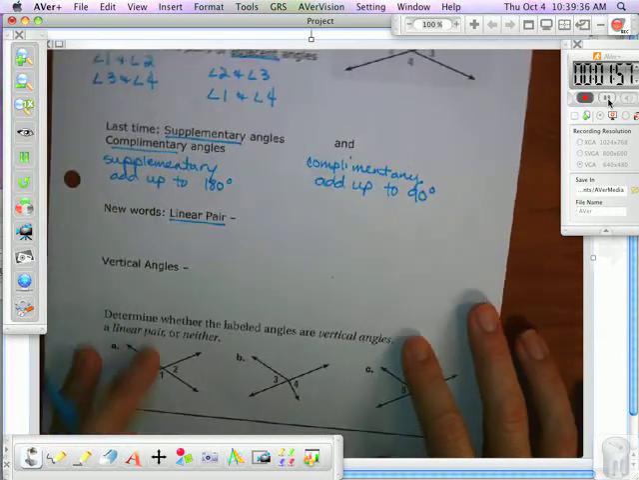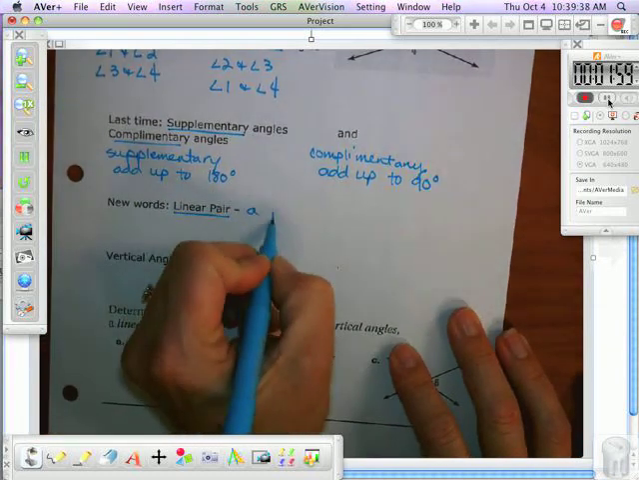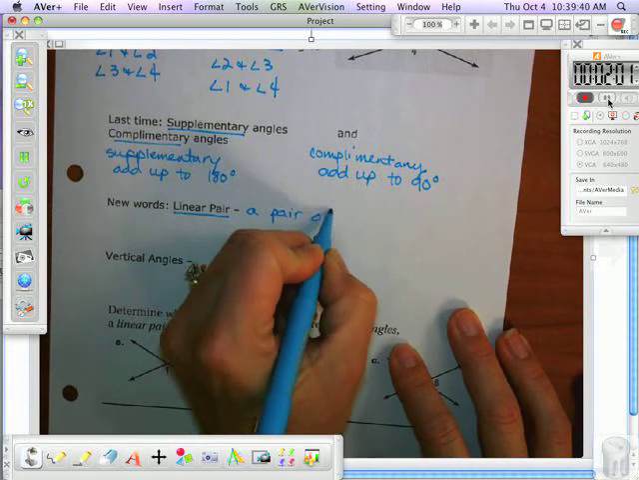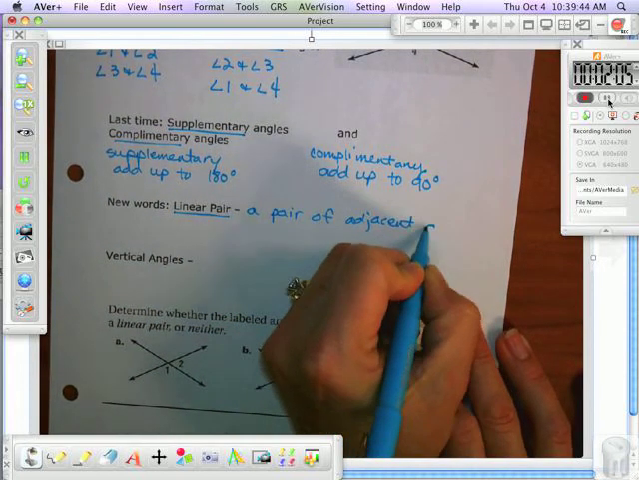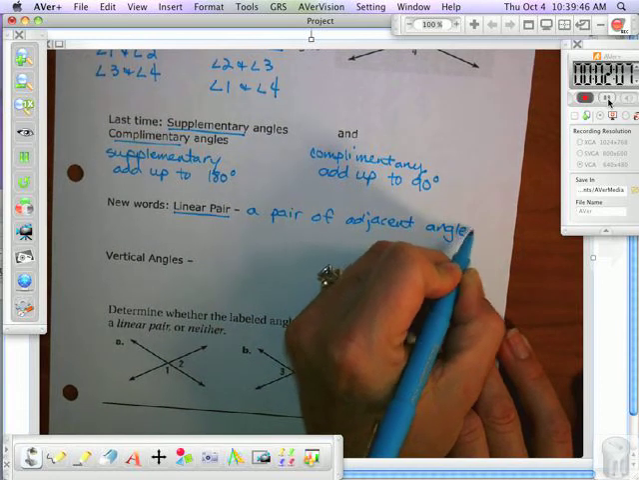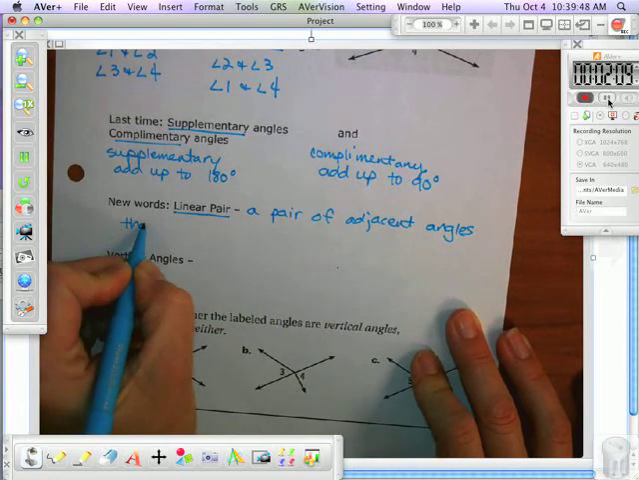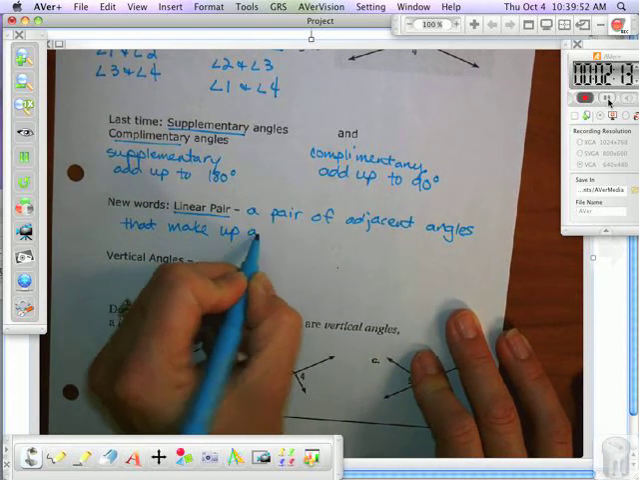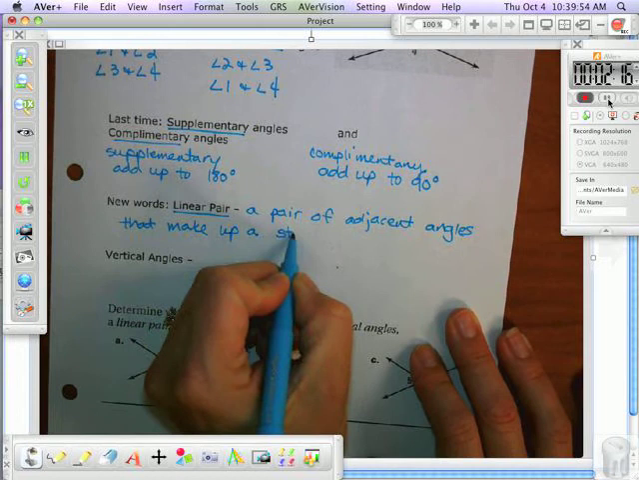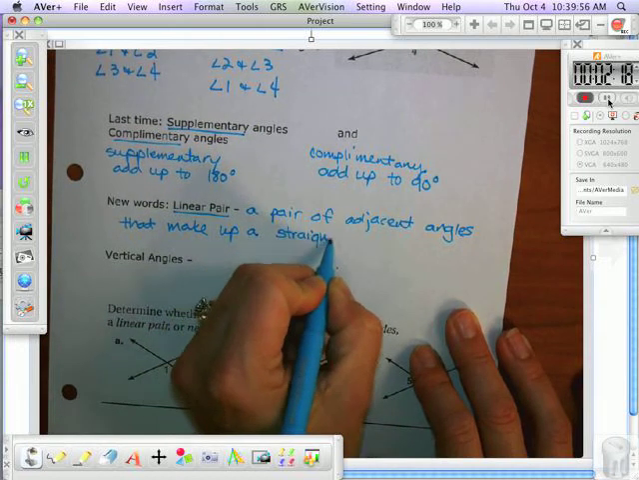New words, linear pair. Okay, a linear pair is a pair of adjacent angles that make up a straight line.